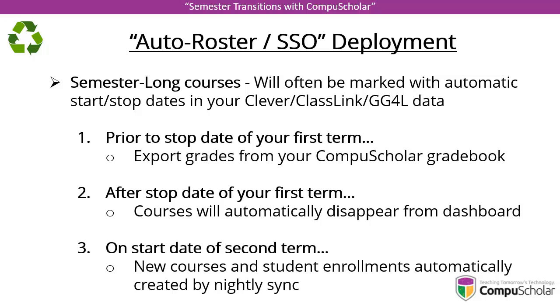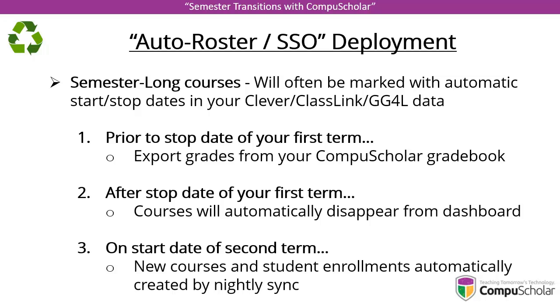So when that second term does start, then the new courses and student enrollment should be automatically created by the nightly sync. So just like the first semester, there's nothing you have to do. At some point, all the data will just appear and you can begin your second term. So usually the first and second term dates that are provided in your student information system are a pretty good match for what you actually need on the ground.